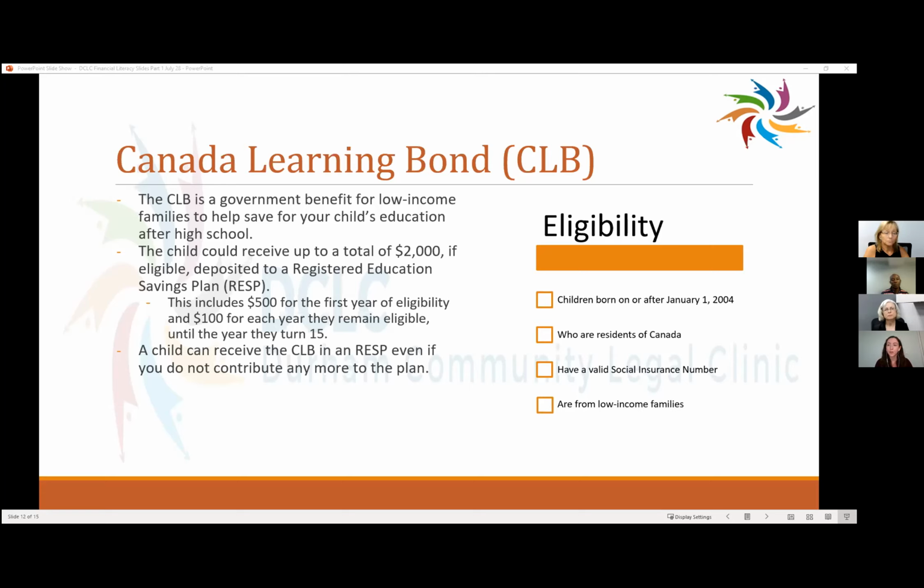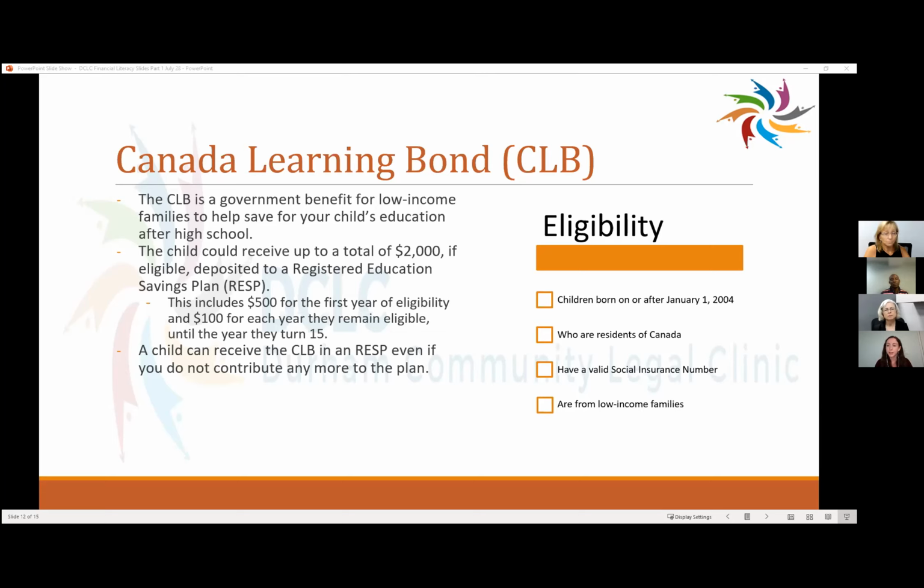And this includes $500 for the first year that they're eligible, and then $100 a year each year that they remain eligible until they turn 15, up to $2,000. So the child can receive this even if nothing else is contributed to the RESP. So if you set this up and there's nothing else contributed, they can still receive this benefit.